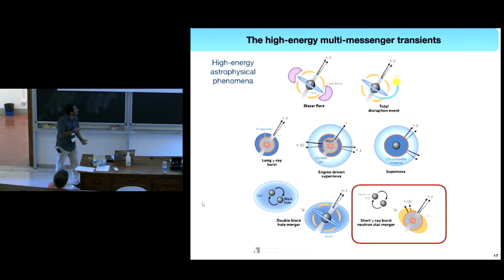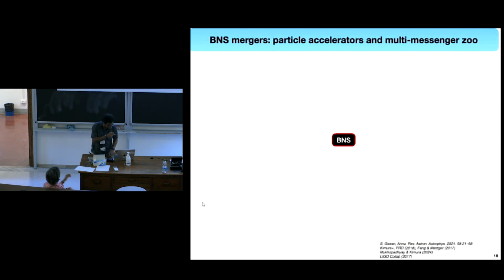I'm going to talk about this particular scenario, that is BNS merger, and in particular a stable remnant from a binary neutron star merger. So why are they interesting? Why should you care about BNS mergers? I think everybody does, but here is just an overview for that.